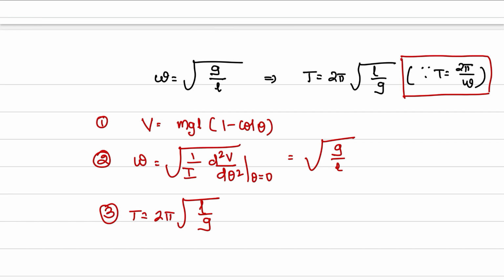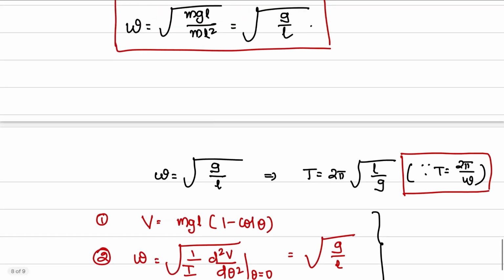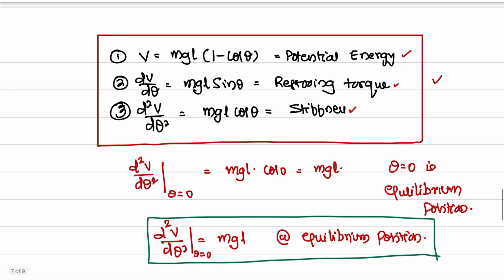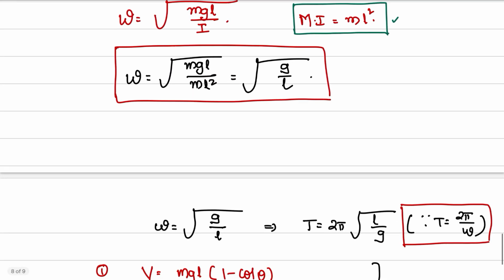In 3 steps we have got the time period and angular frequency of a simple pendulum with the conservation of energy principles. Here V is the potential energy, dV by d theta is the restoring torque, and d square V by d theta square is the stiffness. Please remember them.